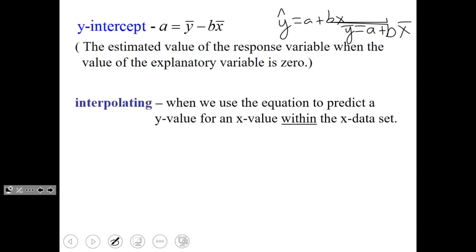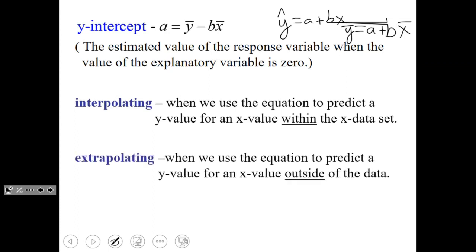Now, some things that we do with this information, we can do interpolating. Interpolating is when the equation is used to predict a y value for an x value that falls within my x data set. So let's say I take people's heights. The shortest height I had was 63 inches. The tallest height I had was 74 inches. And they want me to make a prediction for someone who's 65.5 inches tall. Well, I'd be interpolating. That data falls within my data set.